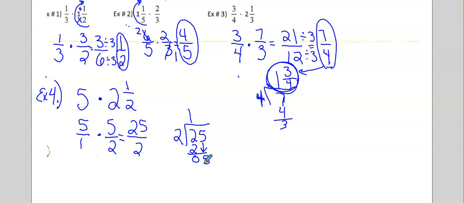And now 2, it goes into 5 2 times. And then 2 times 2 is 4. I subtract, I get a remainder of 1. The remainder now, since I have nothing else to do, I can rewrite the remainder as a fraction. And then the denominator stays the same. So the final answer would be 12 and 1/2 would be my final answer.